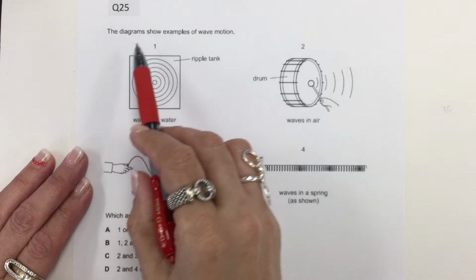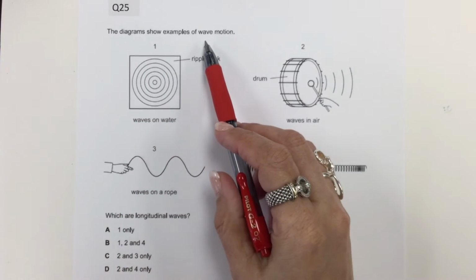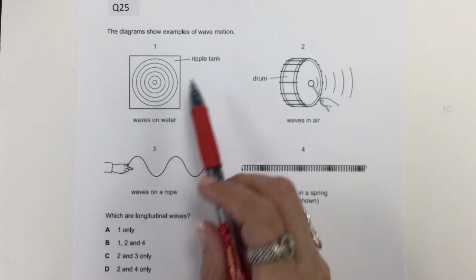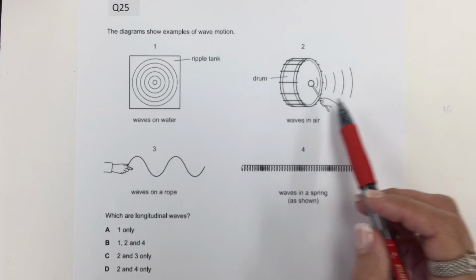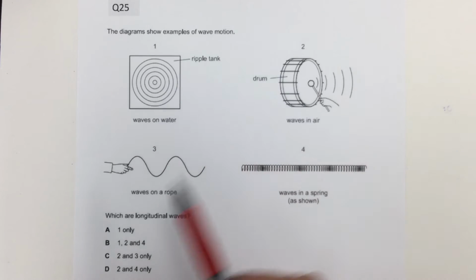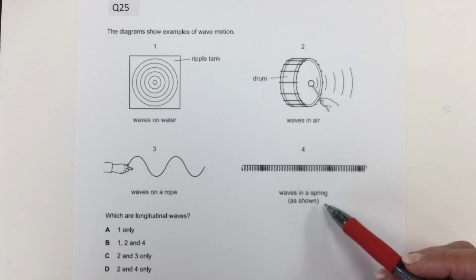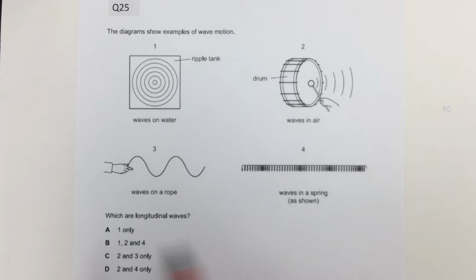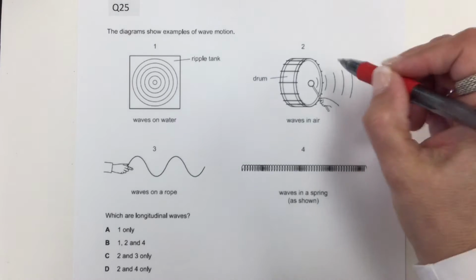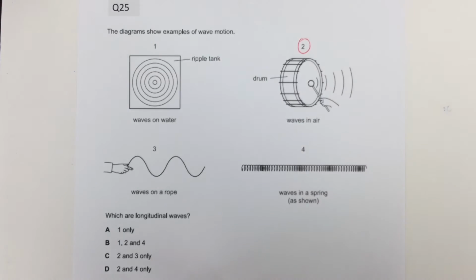Question 25. The diagrams show examples of wave motion. This is the ripple tank. This is a drum. This is waves on a rope. And this is a wave in a spring. Which are longitudinal waves? Okay, so number one, sound waves are longitudinal waves. So that's for sure. So wave in the air, for sure is true.